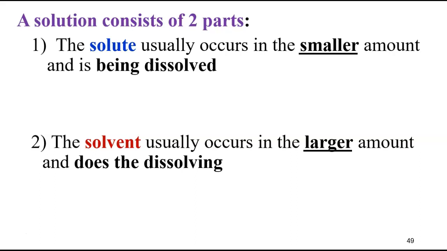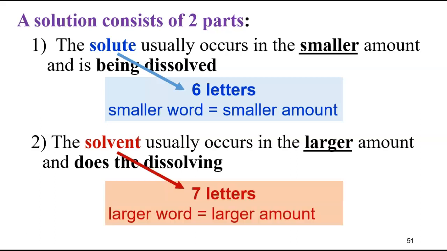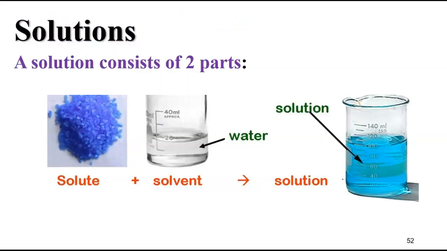So solute versus solvent. Solute is a 6-letter word, S-O-L-U-T-E. It's the smaller word, and it's what occurs in a smaller amount. Solvent, S-O-L-V-E-N-T, is our 7-letter word. So the bigger word is whatever is going to be in the bigger amount. Okay, let me show you a couple examples.